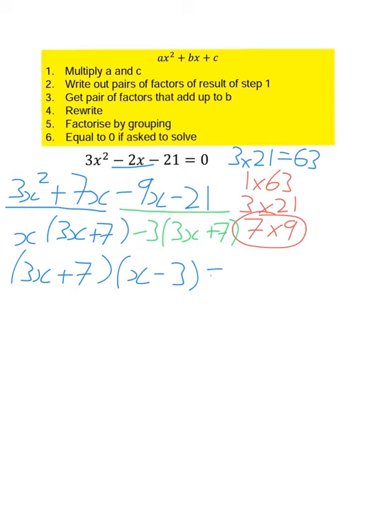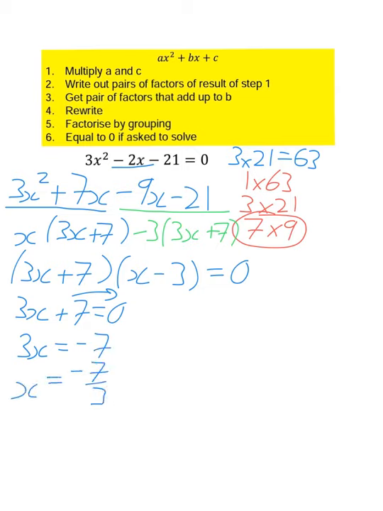But if it says equal to 0, let's solve it. So the first bracket, we have 3x plus 7 equals 0. And 7 across. So 3x equals minus 7. Divide by 3 now, so x equals minus 7 over 3. The other bracket then, we have x minus 3, so x minus 3 equals 0. Let's bring it across, so x equals 3. So our two answers are x equals 3 and x equals minus 7 over 3.